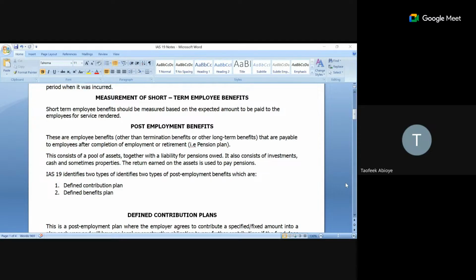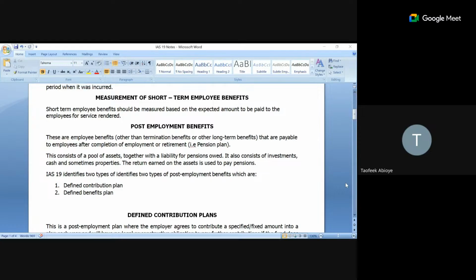Let's say in a year you have gathered 2.4 million of pension contributions. Why can't you invest it in a risk-free investment that will give you at least 10%? If you invest 2.4 million and collect 10%, that's 240,000. That is an investment income coming from that plan asset. So that is how it works. So now let's go.